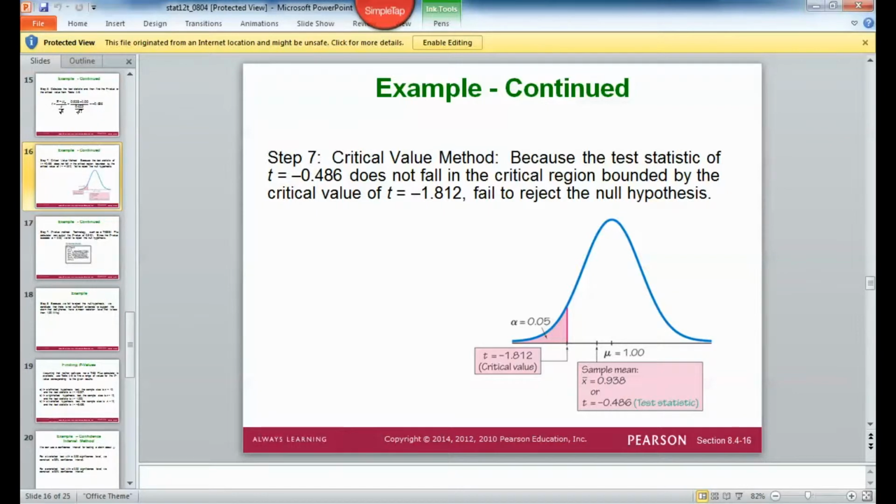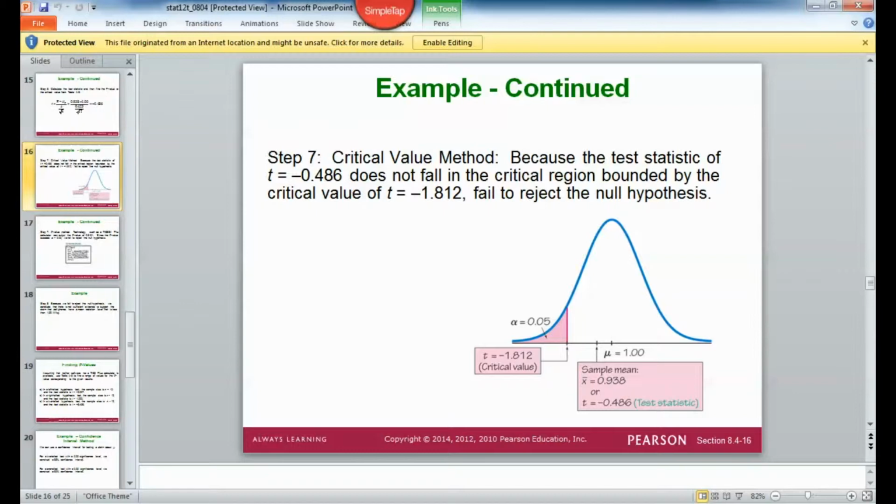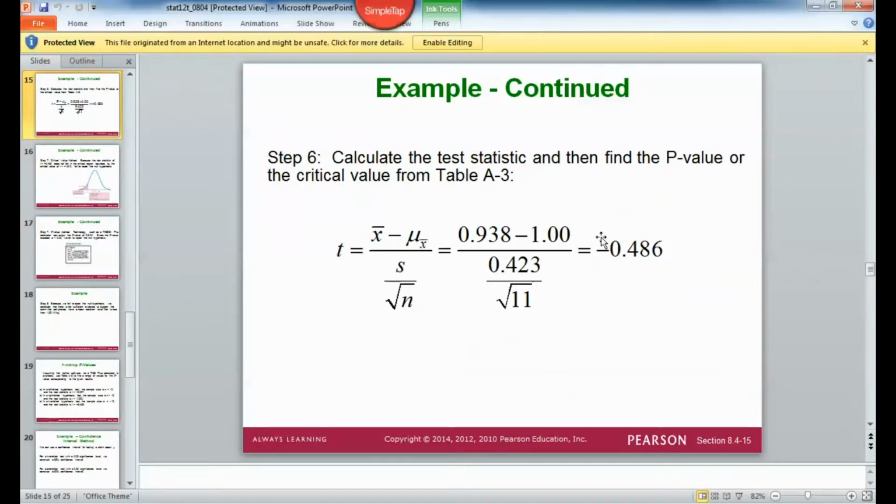All right. So once you have that test statistic, then we have to calculate that test statistic and use it to find the p-value or the critical value from table A3. Okay. So we have the test statistic. Since we have this test statistic now of negative 0.486, we're going to use that in our table. All right, so we need to find this critical value now.